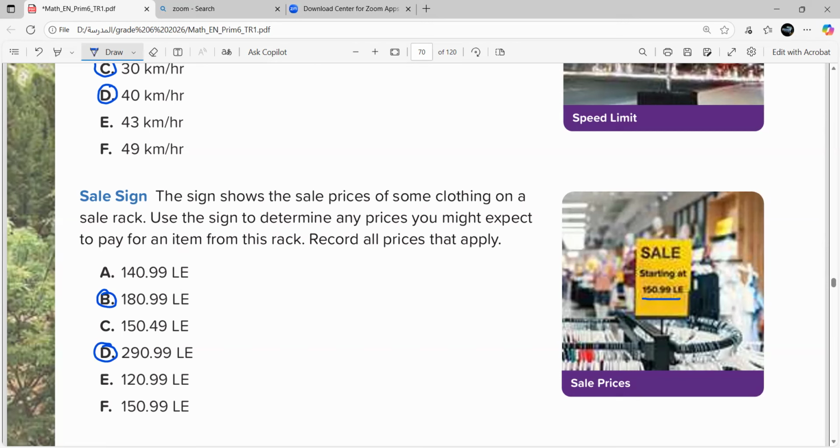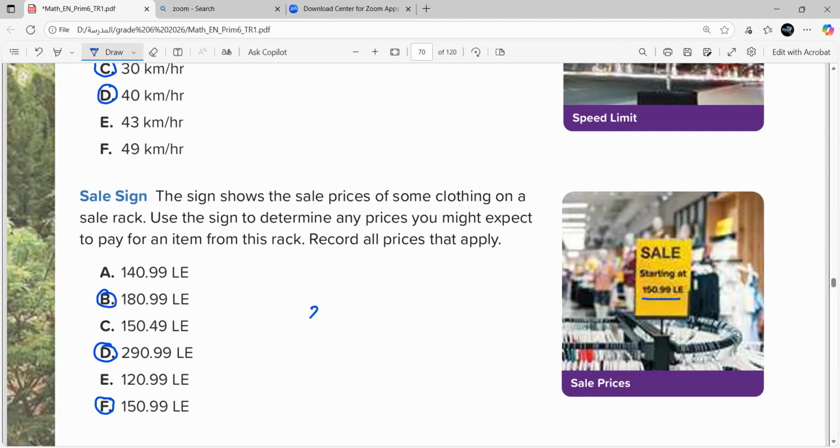No, we will not find this price because this is less than 150. What about 150.99 itself, the price itself? Can we find this? Yes, because the sale is starting at 150.99. So we can find this price or more. So what is the inequality we can use here?